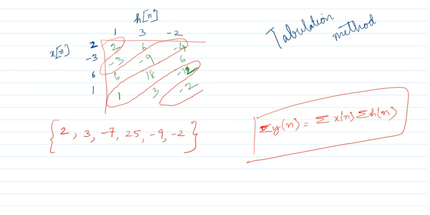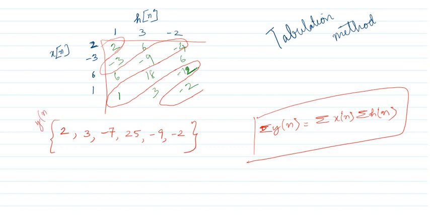What is here? It is 2. Here minus 3 and 6: I add minus 3 plus 6, which is plus 3. Then 6 plus minus 9 plus minus 4, so it is minus 13 plus 6, it is minus 7, which I have marked here. 1 plus 18 plus 6 is 25. 3 minus 12 is minus 9, and then minus 2. So this is the output. Wow, it's very simple now.